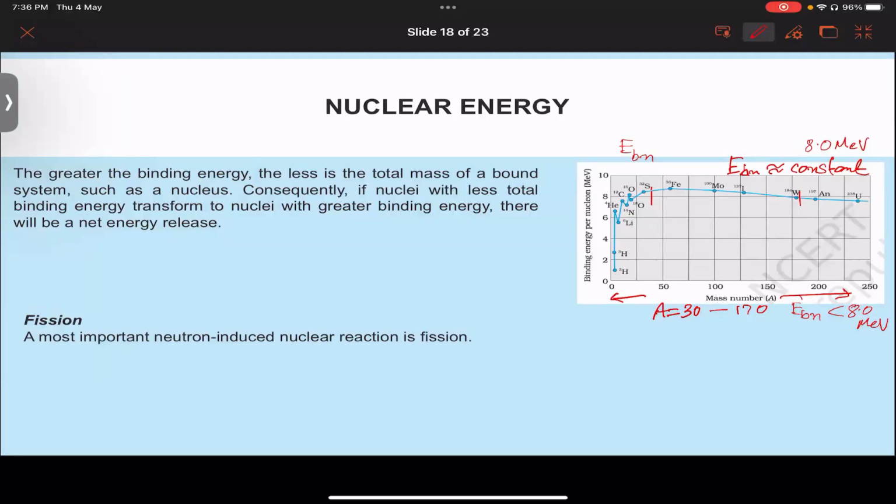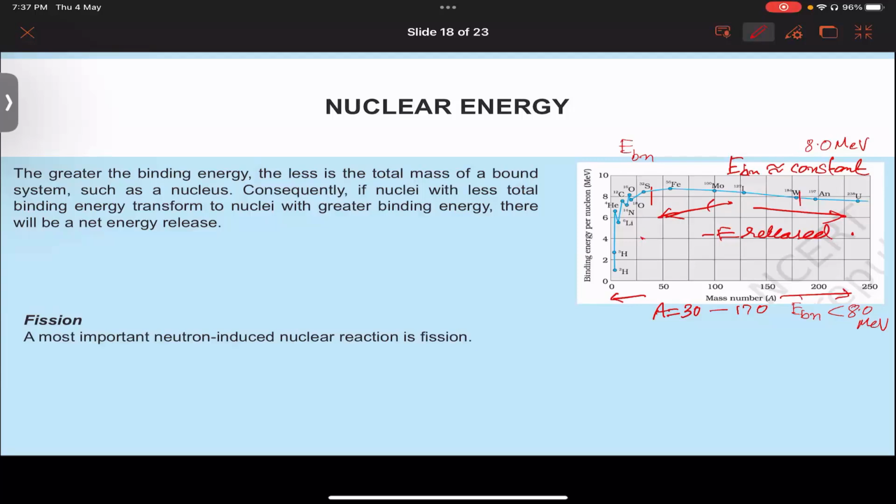So the greater the binding energy, the less is the total mass of a bound system. That is a nucleus that we are talking about. So if the nuclei has less total binding energy, to transform it to nuclei with greater binding energy, we need net energy release. Because we saw that these are high binding energy. So if we have to convert it into either heavier or lighter nuclei, energy needs to be released.